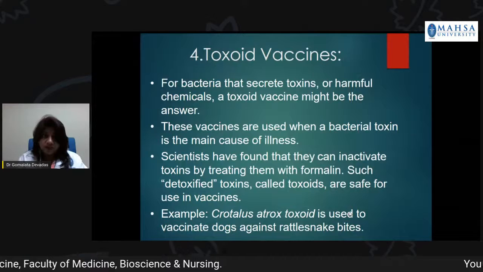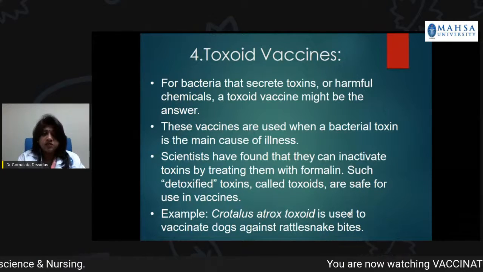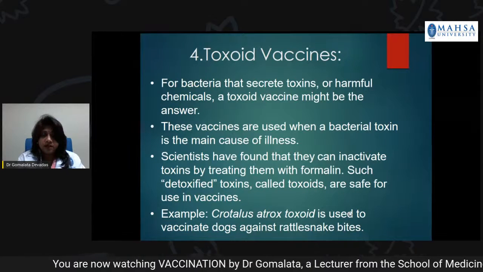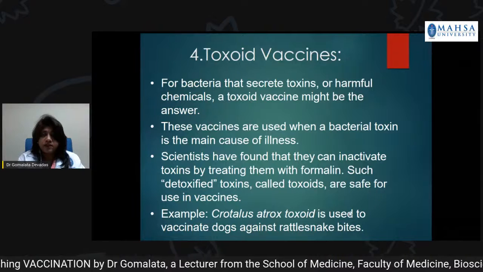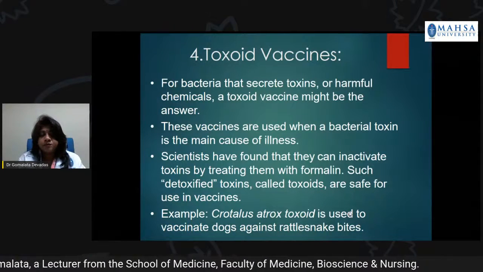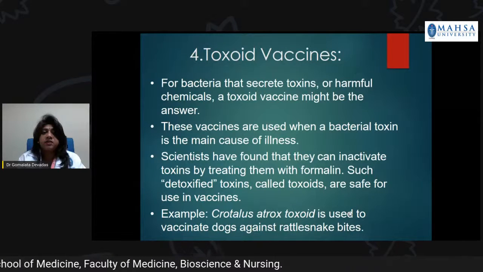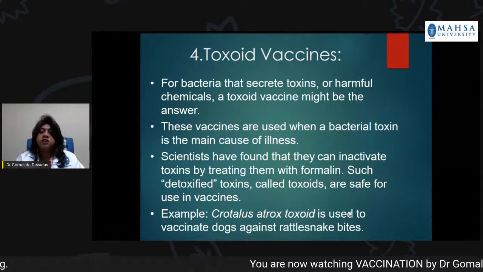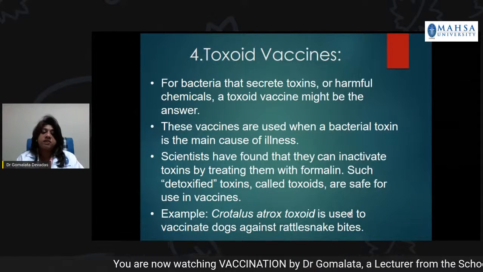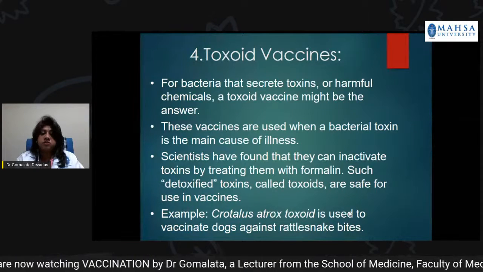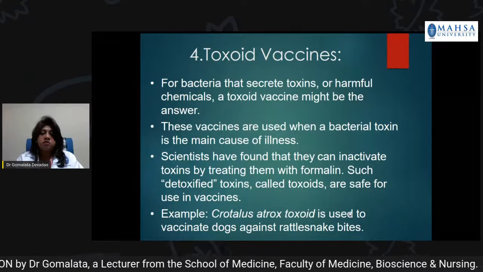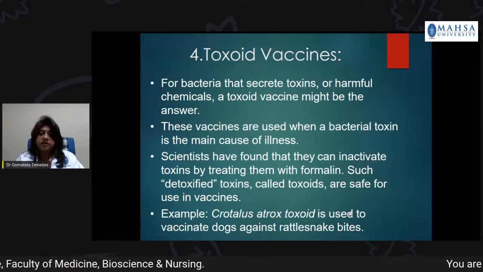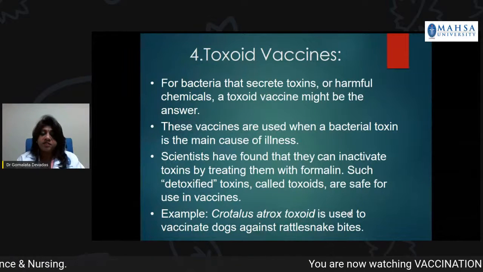Toxoid vaccines are for bacteria that secrete toxins, harmful chemicals. These vaccines are used when bacterial toxins are the main cause of illness. Scientists found that toxins inactivated by treating them with formalin are detoxified. These are called toxoids, and they are safer for use in vaccines. For example, a toxoid is used to vaccinate dogs against reptile bites.